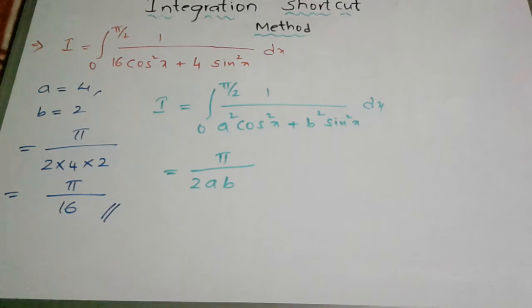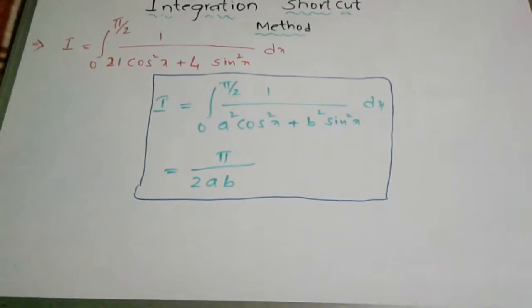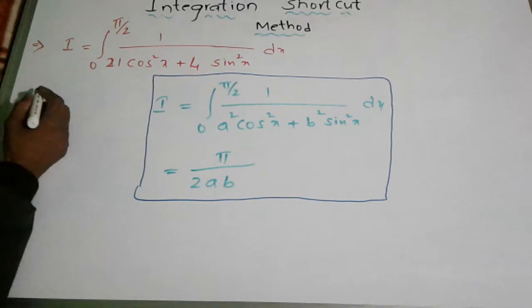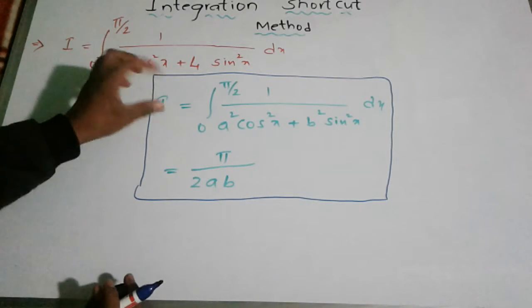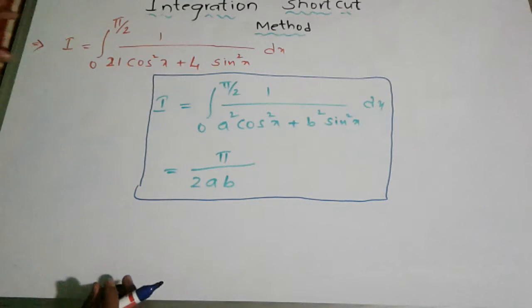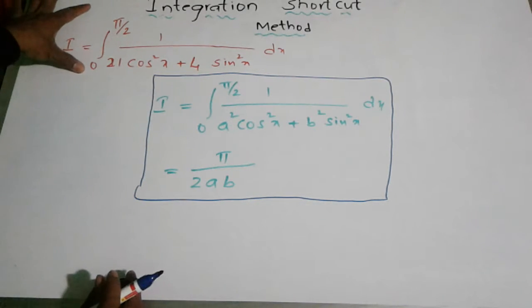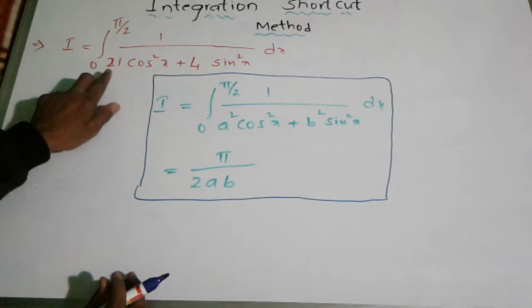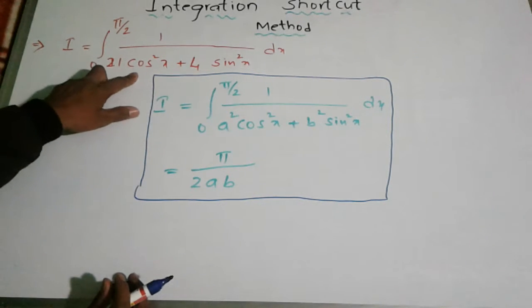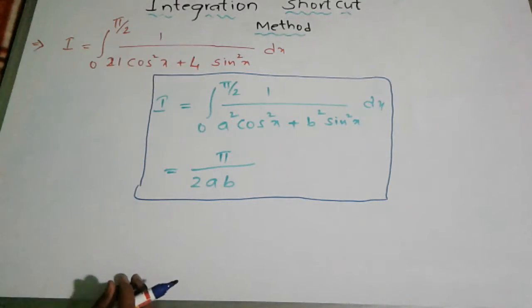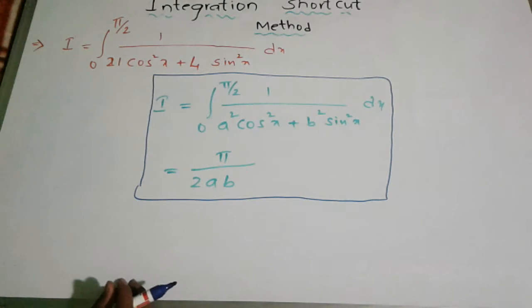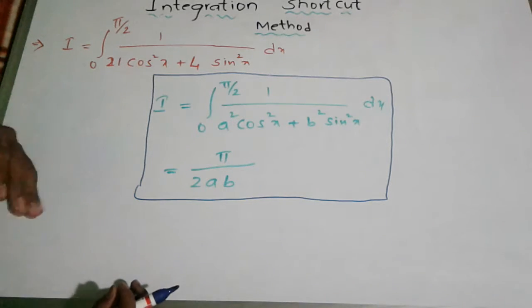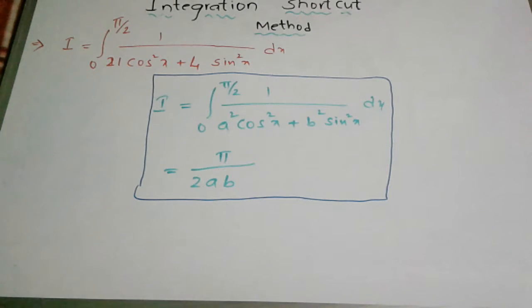And let's move on to the second example. Okay guys, this is the second example, and let's see whether this is in the general format or not. Here the integral is 0 to pi by 2, and this is a square cos square x plus b square sin square x dx, right? So this is in the general format. So now we can comfortably apply this formula to get the answer, right?